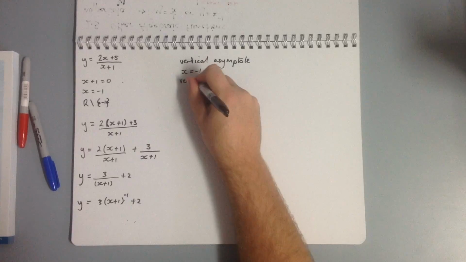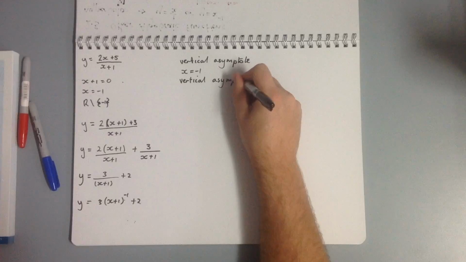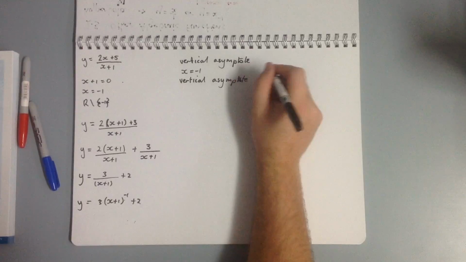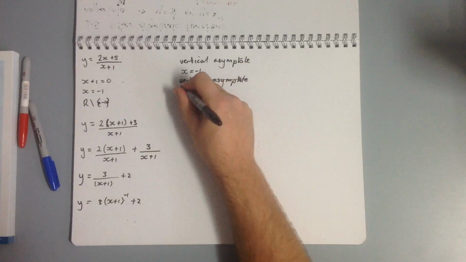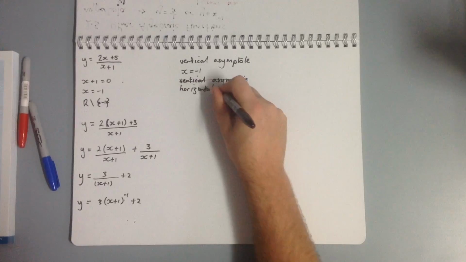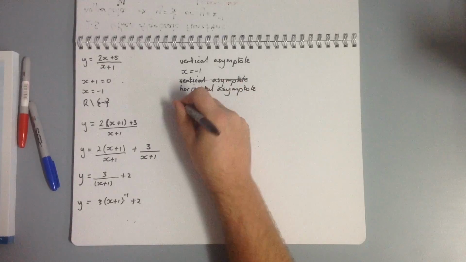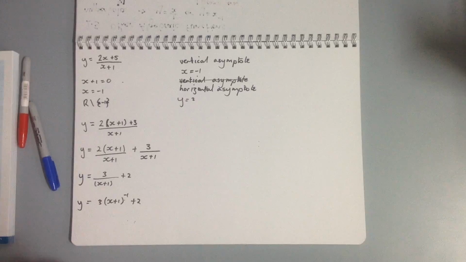Oops, sorry, I just did the vertical, we want the horizontal, don't we? The horizontal asymptote at y equals 2. We do have that dilation factor of 3, but that doesn't matter too much at the moment.